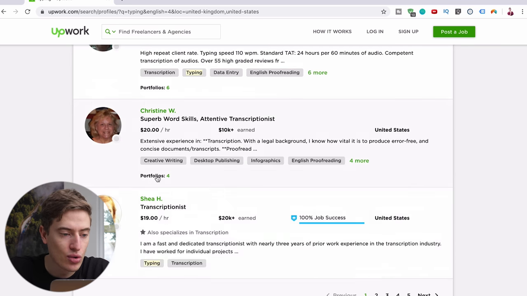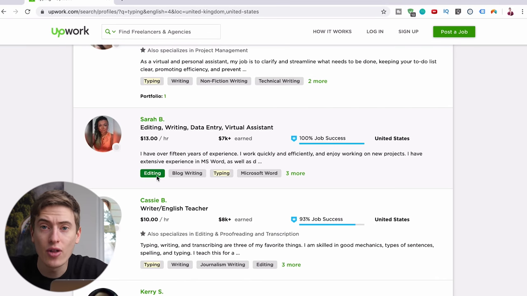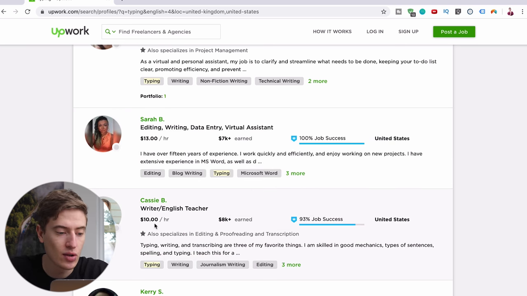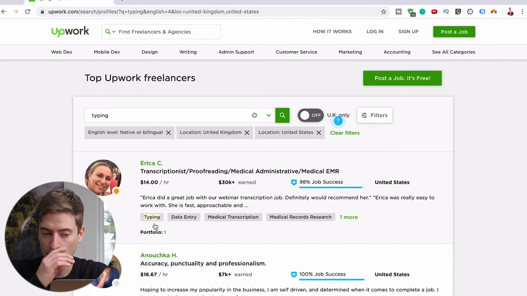All right, and they're all doing typing jobs. They're doing other jobs as well, but they're doing typing. So what you could do is you could start by being the cheapest one. So you can see here so far the cheapest one is $10. You could go down to $9 per hour. And this is just to get yourself started. This is just to get your first few jobs, all right?